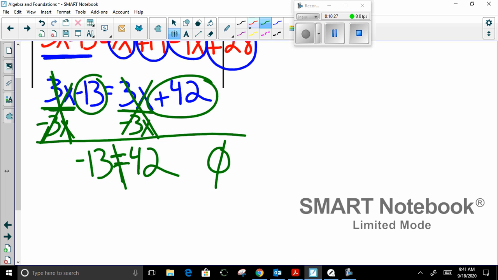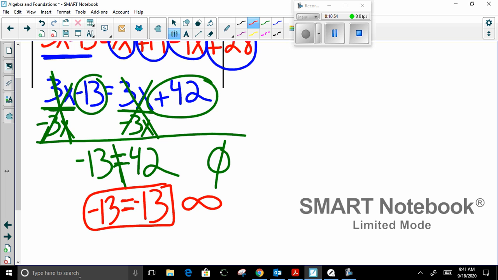Remember, if you got down to the very end, your variables disappeared, say you were left with negative 13 equals negative 13. You check to see, is that a true statement or a false statement? Well, that one's actually true. So if that's the case, then you say infinitely many solutions, which that's the symbol for it. That means every single number would work for this equation.